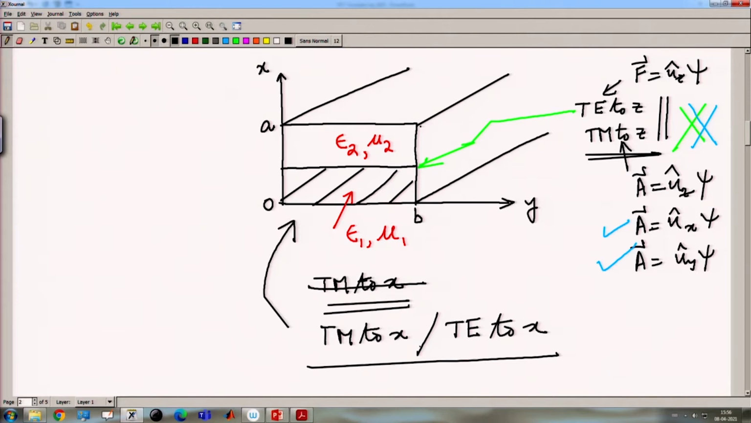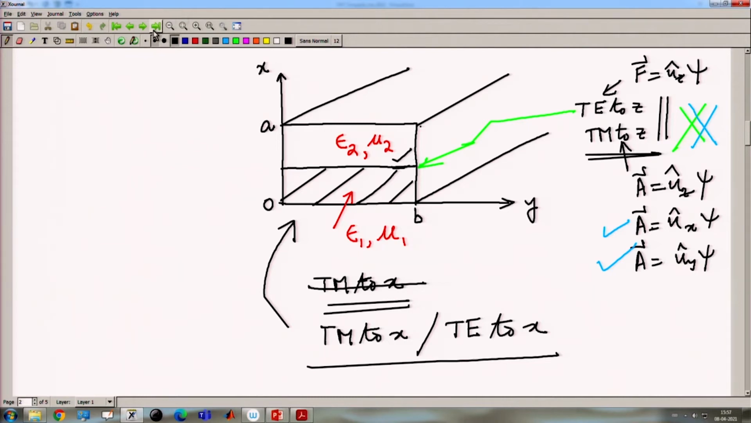If these mode sets allow me to satisfy the boundary conditions on the dielectric air interface, which is this interface, our mode set is a valid mode set. So, let us see whether the TMx or TEx mode sets allow me to do that.